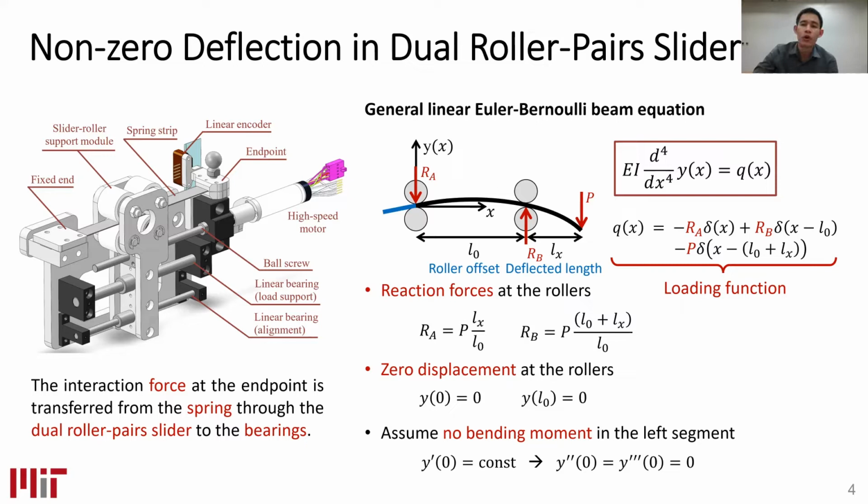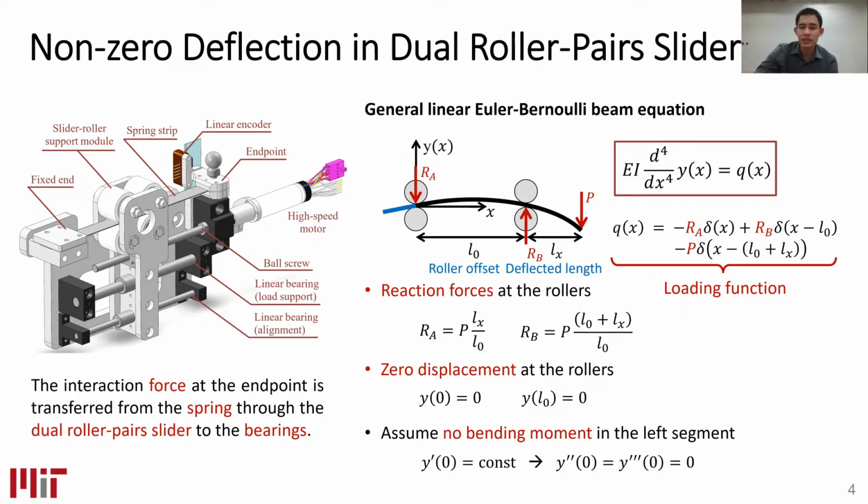We have one important assumption. In the schematic, we can see the blue line. The blue line comes from assuming no bending moment in the left segment. No bending moment means the slope on the left segment is constant. When the slope is constant, the second and third derivatives of the displacement are 0.